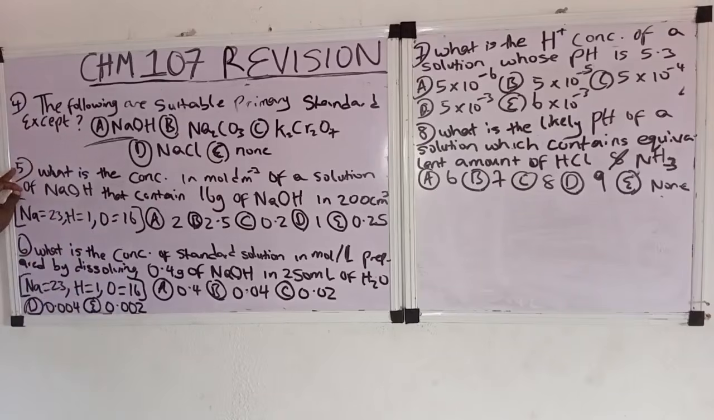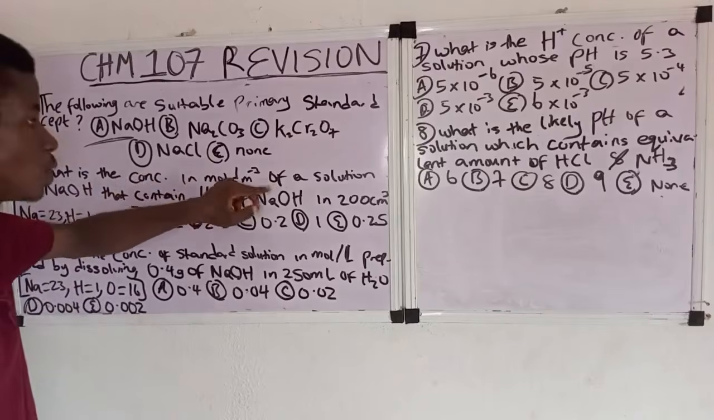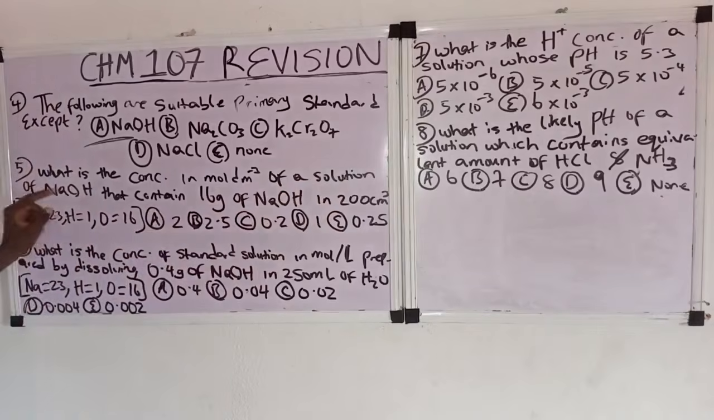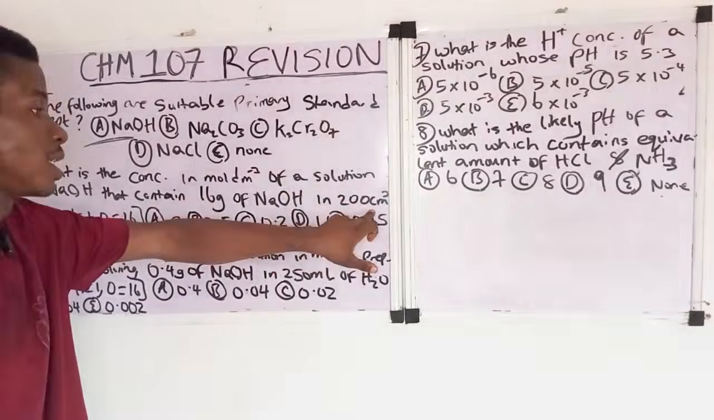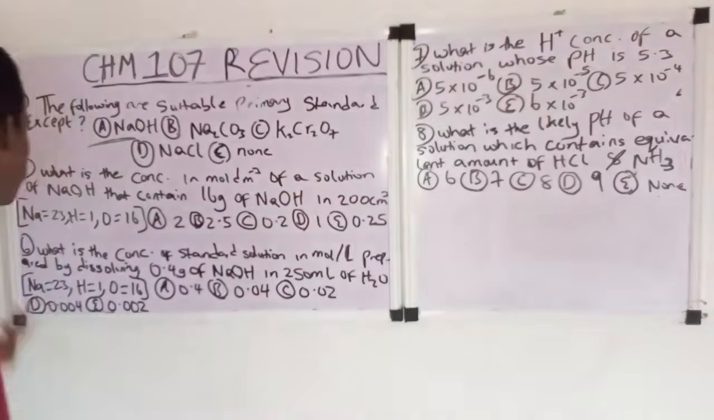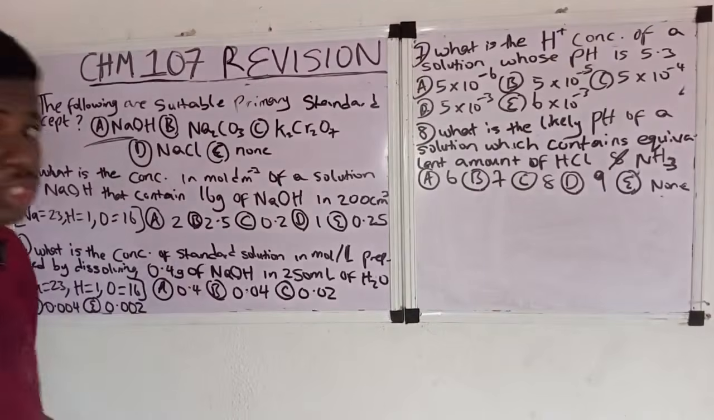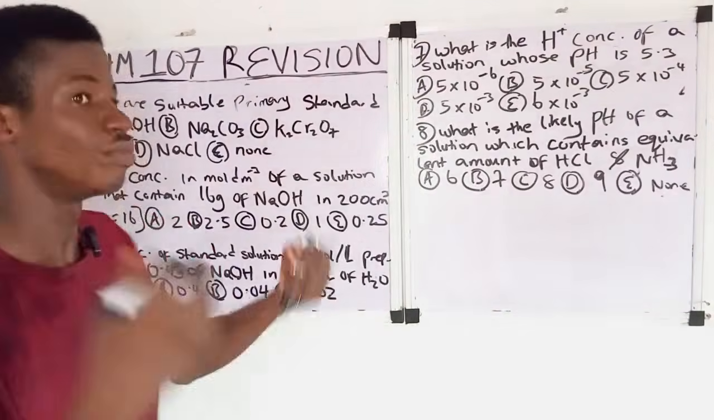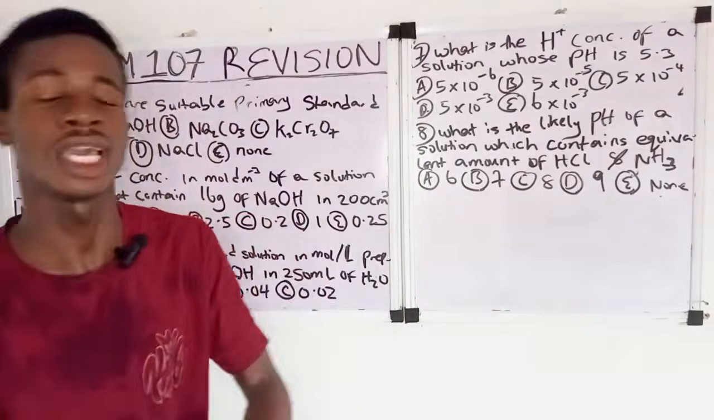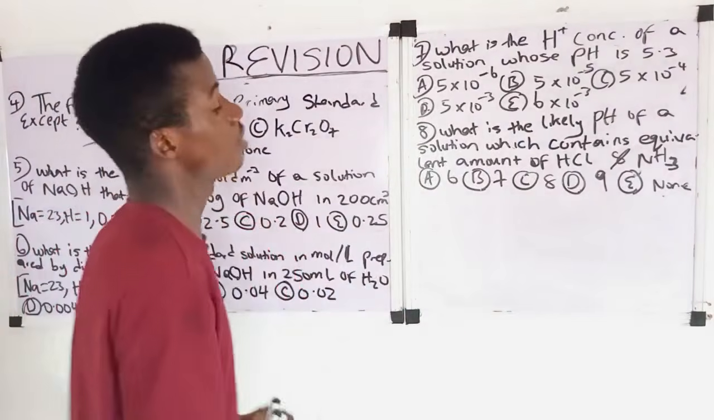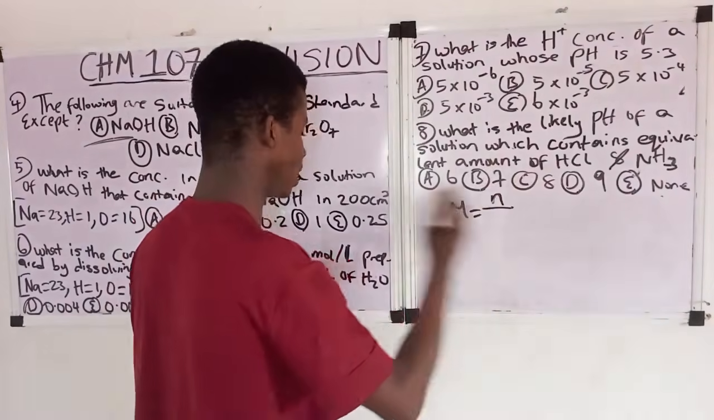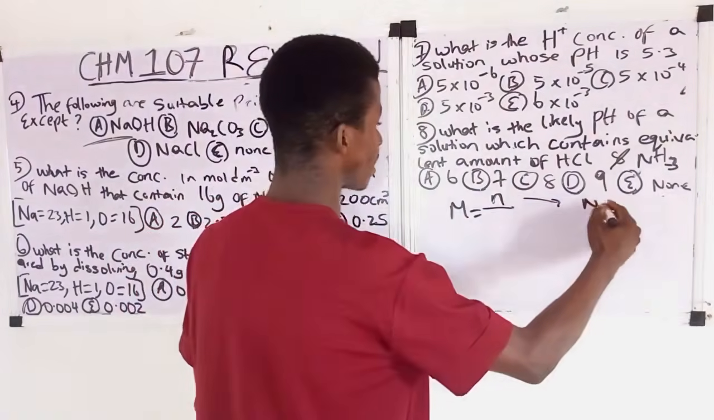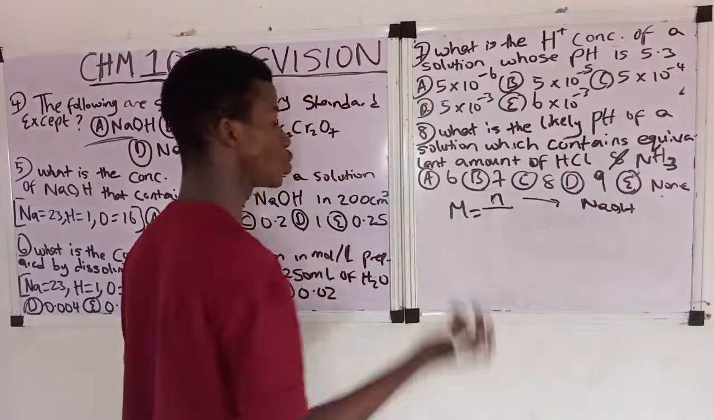Now let's move to the next question, which is question 5. They said, what is the concentration in mole per dm cube of a solution of sodium hydroxide that contains 16 grams of sodium hydroxide in 200 cm cube? This question is known as molarity. Molarity is also known as concentration. Molarity is the number of moles of the solute, in this case sodium hydroxide, divided by the volume.